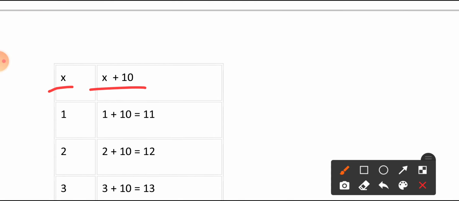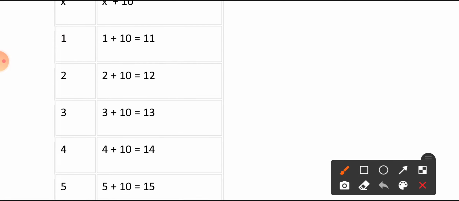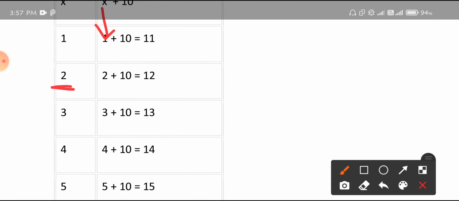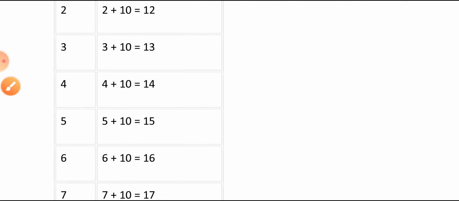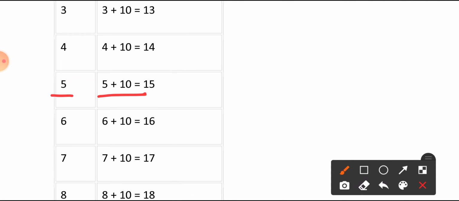X plus 10. Here in place of x, what we have to put? 1. So 1 plus 10 is equal to 11. After that 2 is given. Means in place of x, अब x की जगह हमें क्या रखना है? 2 रखना है. So 2 plus 10, 12. 3 plus 10, 13. 4 plus 10, 14. Then here 5 is given means 5 plus 10, 15. 6 plus 10, 16.